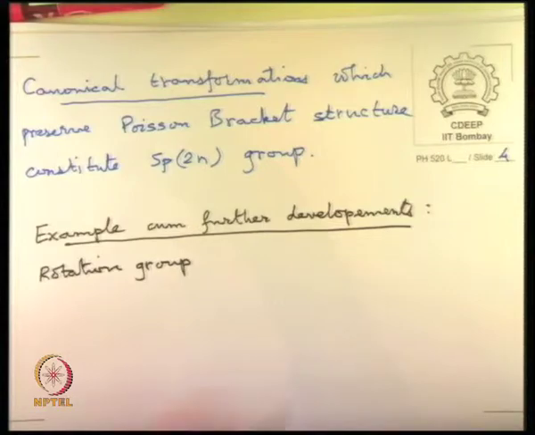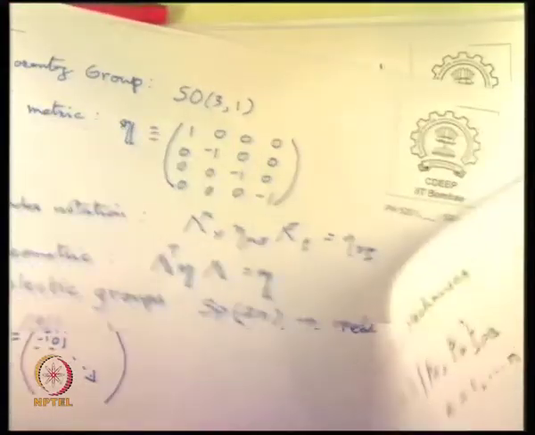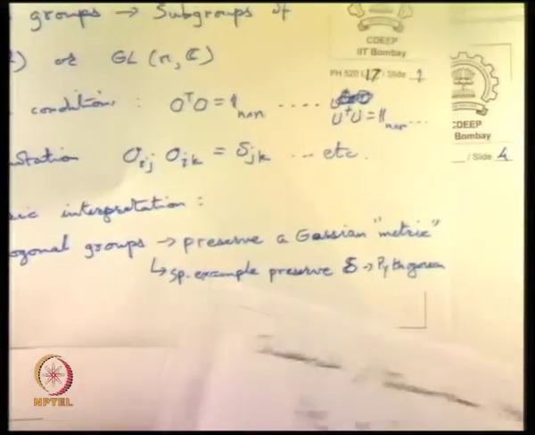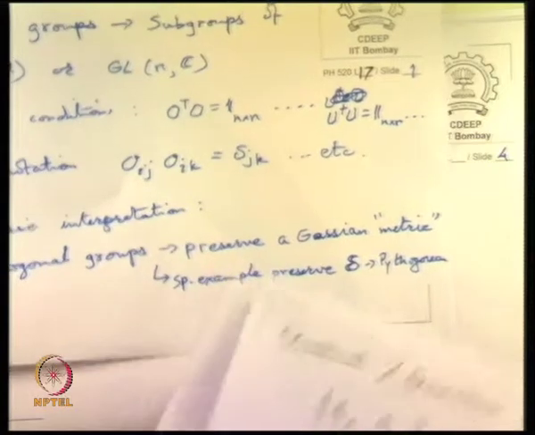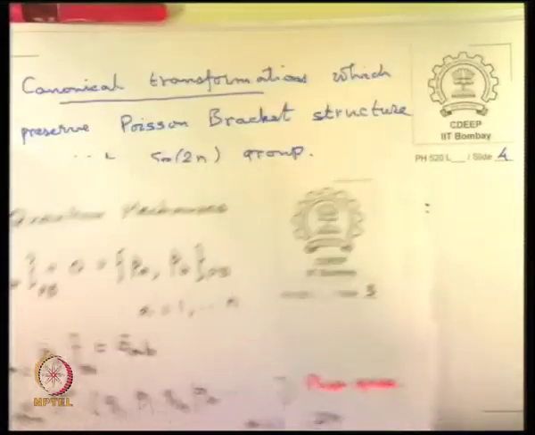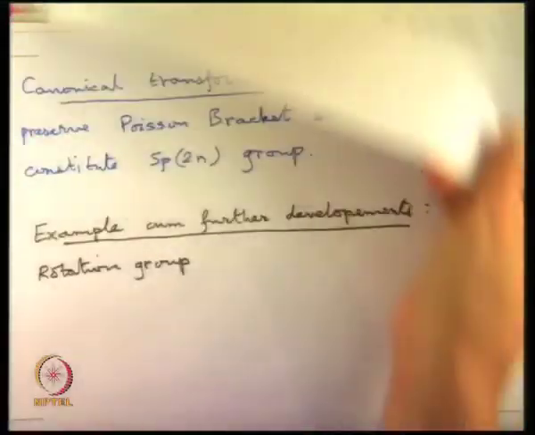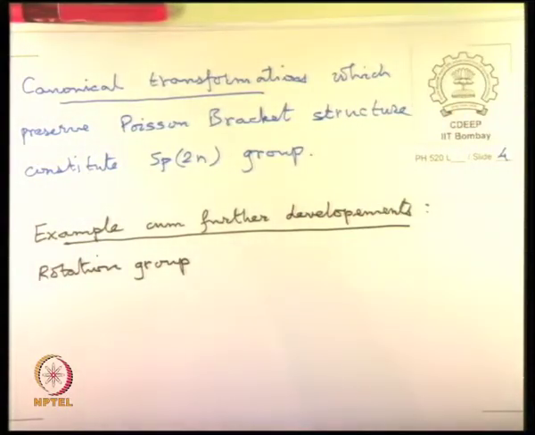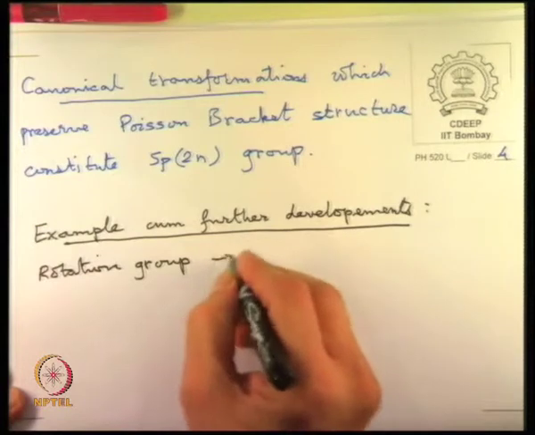Rotation group preserves the rigid length. I don't know whether I wrote it here or not. I spoke something like that. So yeah, preserve a Gaussian metric, but specifically it preserves the Pythagorean length, the distance between points. So it rotates rigid rods into rigid rods. So preserves rigid bodies.